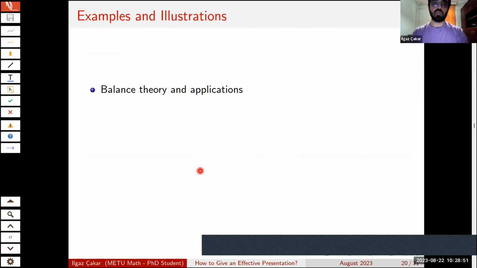Now, of course, you will give examples and illustrations, and you should give examples and illustrations. Don't just drown us with theory, okay? Try to give us applications. It might be real-world applications. It might be applications in some other subjects of mathematics. Doesn't matter. But giving real-life examples is always a good thing.